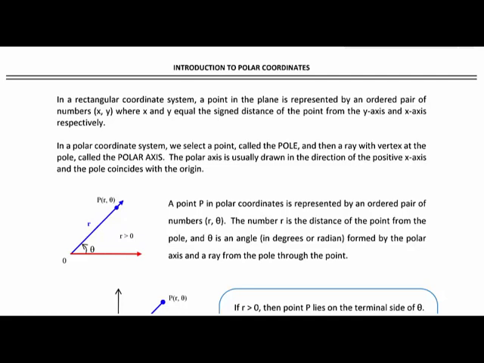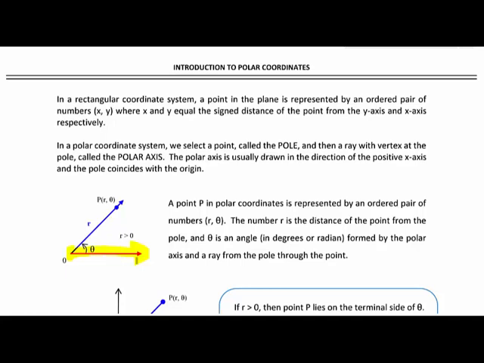In a polar coordinate system, we select a point called the pole. So right here, there's our pole. Then a ray with a vertex at the pole called the polar axis. So that's the red one here. The polar axis is usually drawn in the direction of the positive x-axis, and the pole coincides with the origin. So just kind of to tie rectangular and polar together.